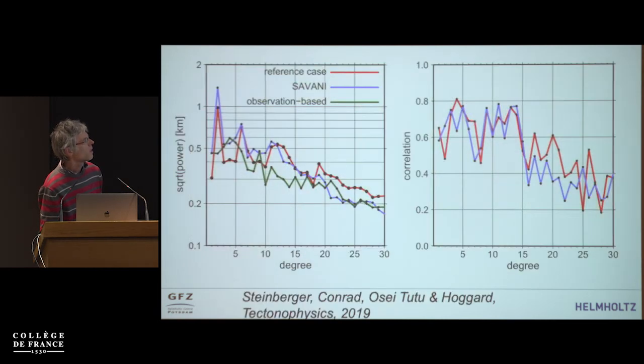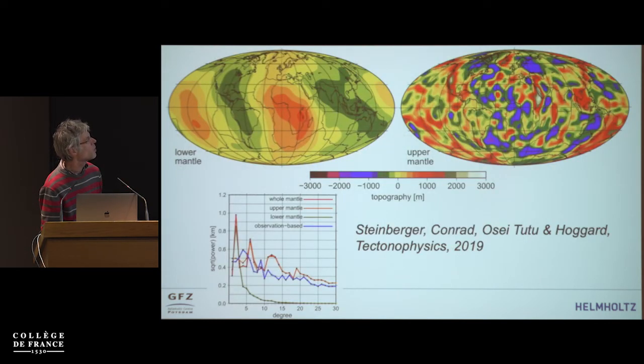Right. Now, can we look at the spherical harmonic degree? So basically, the largest misfit is at spherical harmonic degree 2, and then we can distinguish between lower mantle and upper mantle contribution.